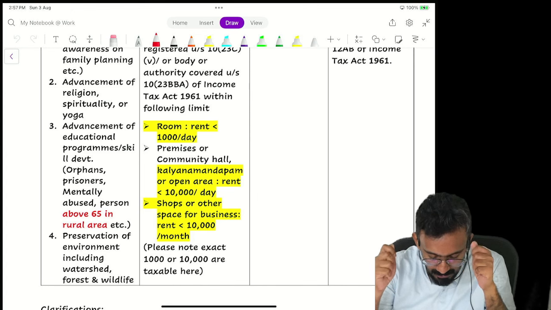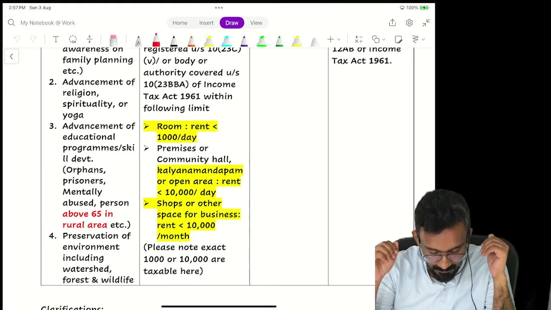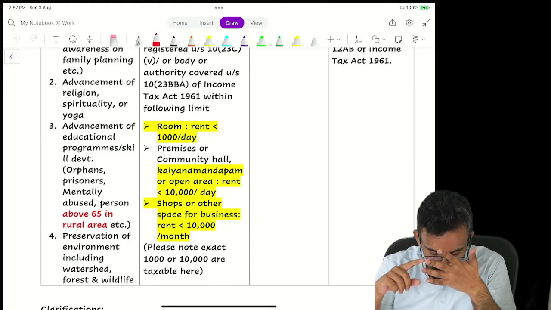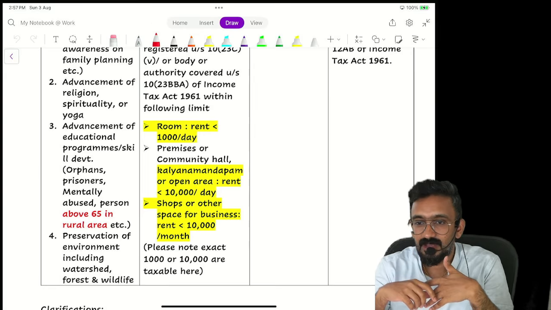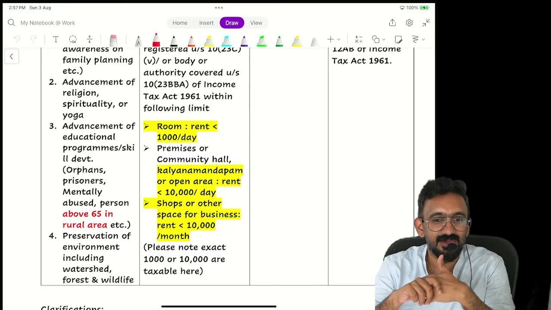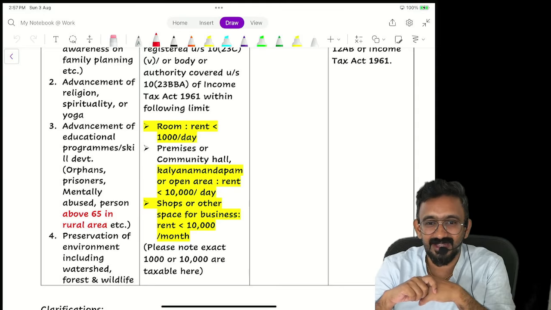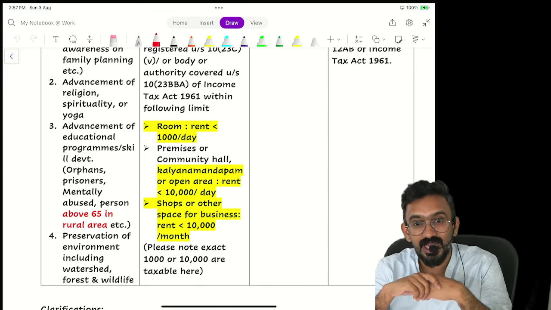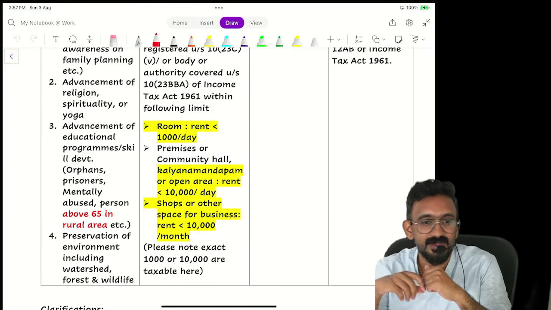Third one, advancement of educational program, skill development. For whom? Specified people. Who are they? Orphans, prisoners, mentally abused person, person above 65 in rural area. Person above 65 in Chennai, for them they are doing an education program. Would it be covered as a specified charitable activity? No. They should be in rural area. Fourth, preservation of environment, including watershed, forest and wildlife. These are the 4 activities specified.